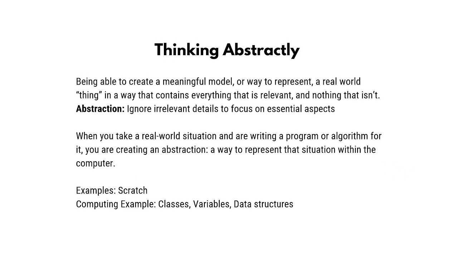The third type of thinking is thinking abstractly, being able to create a meaningful model or way to represent a real-world thing in a way that contains everything that is relevant and nothing that isn't. So the term abstraction means ignoring irrelevant details to focus on essential aspects. When you take a real-world situation and you're writing a program or an algorithm, you're creating an abstraction. It's a way to represent the situation within the computer.